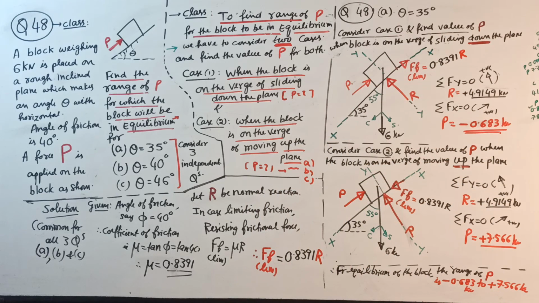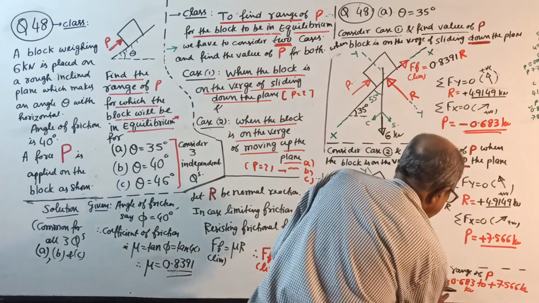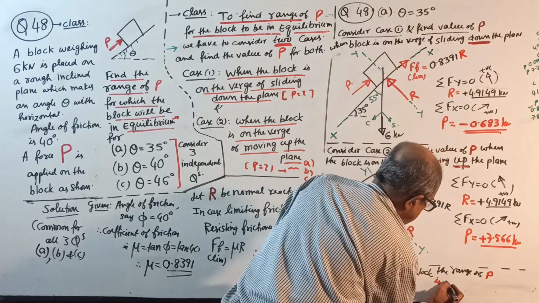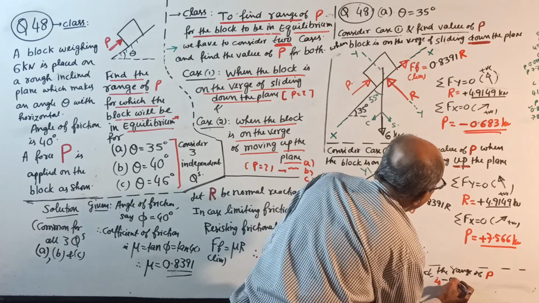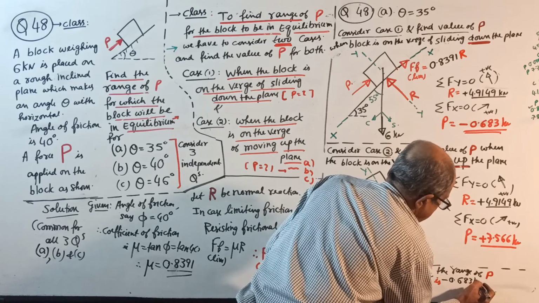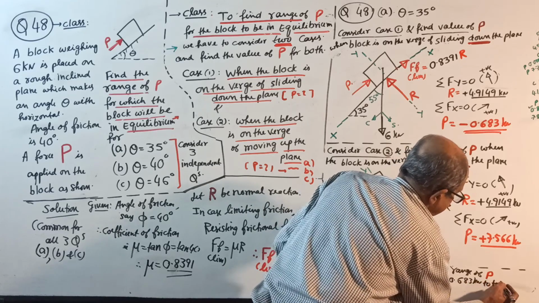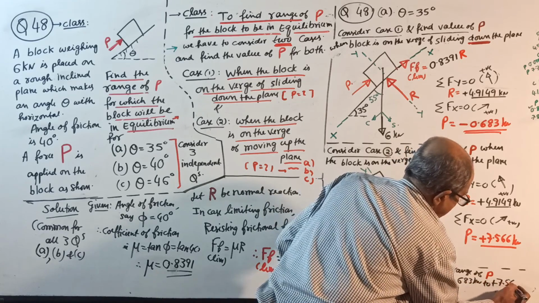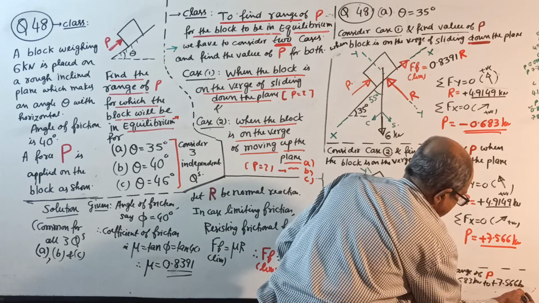Problem comes. No, it's okay, visible. So the range of P is, I write in black color only, because if I put red color, it will not be clear. The range of P is how much? Range of P is minus 0.683 kilonewton to plus 7.566 kilonewton is the answer.